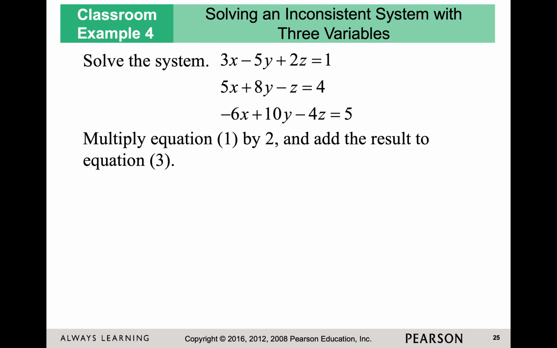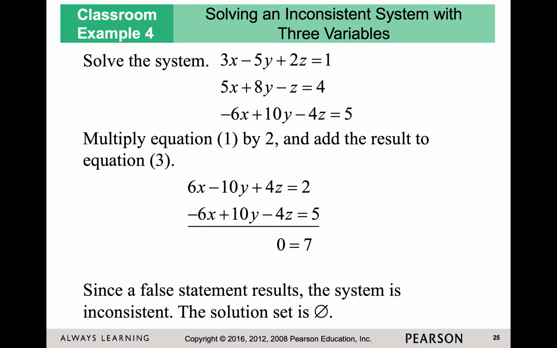And this equation, the relationship is not quite as apparent. So what I'm going to do is multiply equation 1 by 2 and add it to 3 so that I can eliminate it down to a 2 by 2. As I'm working through the process, I say, oh wait, I get 0 equals 7, which is not true. Right here I know there is no solution to this 3 by 3.